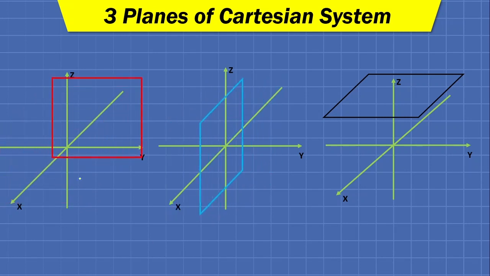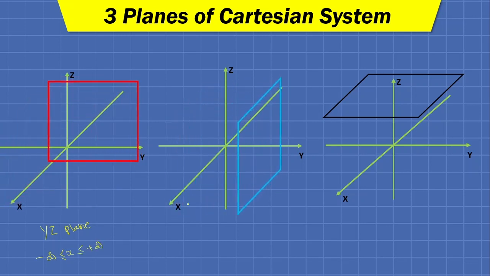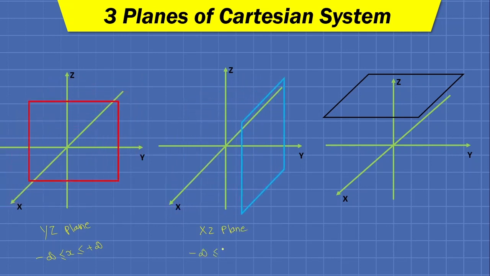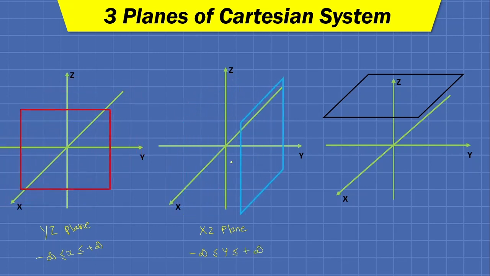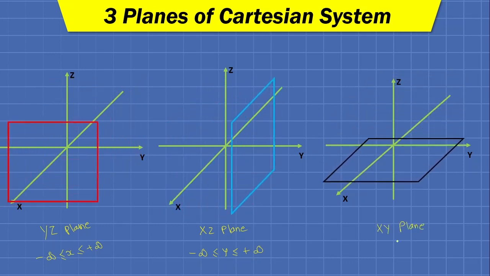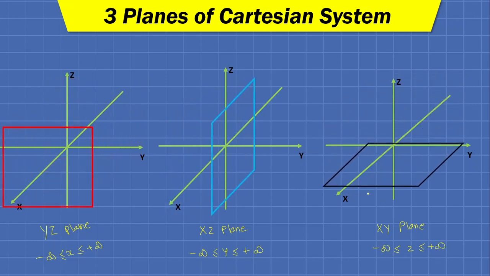So first, this red plane will always be parallel to the yz plane, and it is free to move from negative infinity to plus infinity on the x axis. This second plane over here, the blue one, will always be parallel to the xz plane, and it is free to move from negative infinity to positive infinity on the y axis. And this third plane will always be parallel to the xy plane, and it is free to move from negative infinity to positive infinity on the z axis. The intersection of these three planes defines a point in a three-dimensional Cartesian coordinate system.